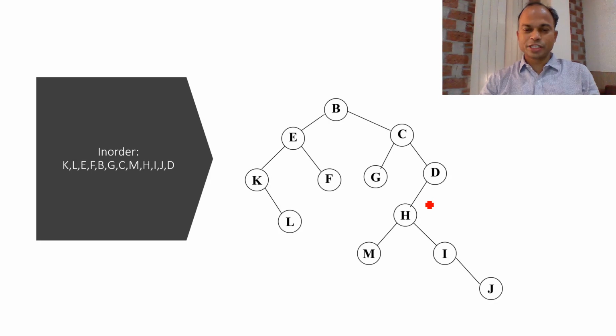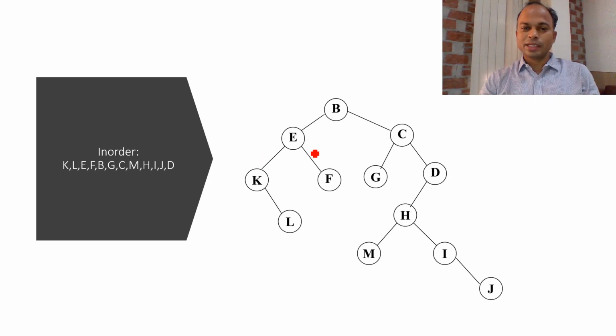Say this tree is given and how can we find the in-order sequence. B is our root, and we have to visit the left subtree first, then the root, and finally the right subtree. Because B is the root, we cannot traverse it first; we have to visit the left subtree first. E, K, F, L is the left subtree of B.